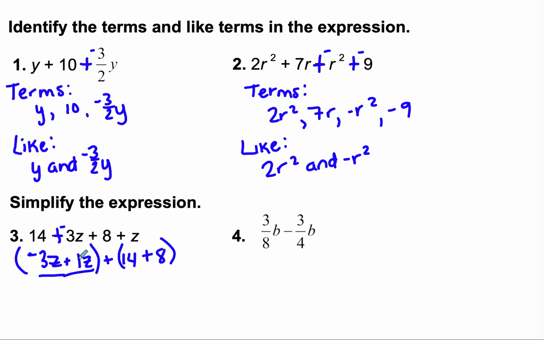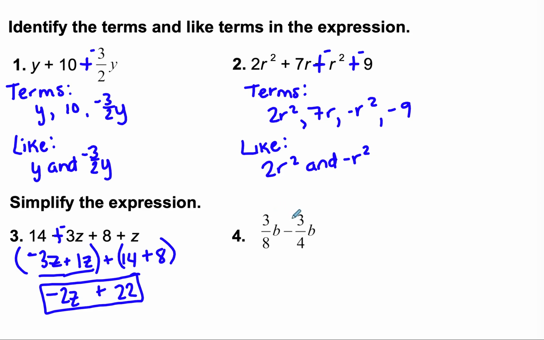Okay, so -3 plus +1 is -2. So that's going to be a -2z. And then 14 plus 8 is going to give us 22. So that is my simplified expression, -2z plus 22. Let's go ahead and take a look at our next one.